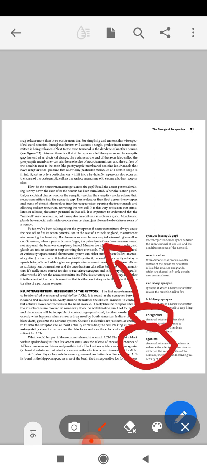If acetylcholine is creating some excitatory effect, and we use curare as an antagonist to acetylcholine, then the effect of acetylcholine will become inhibitory, or the acetylcholine will be blocked and only curare will work. That's why it will inhibit the contraction of the muscles.